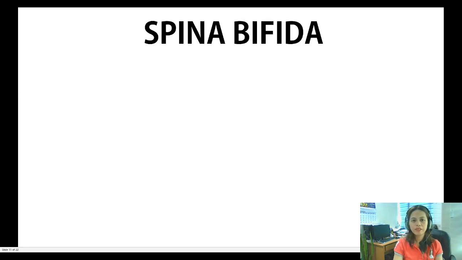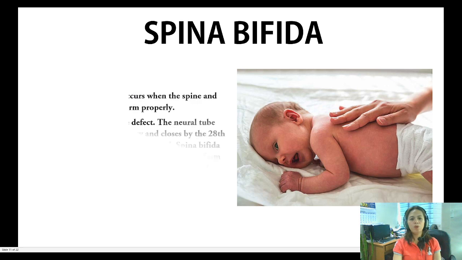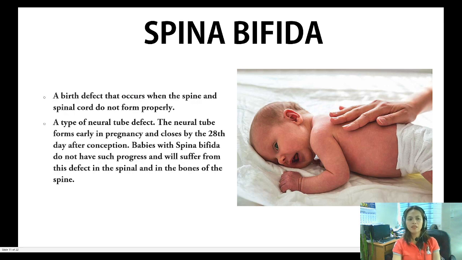We also have here spina bifida. Spina bifida is a birth defect that occurs when the spine and spinal cord do not form properly. It is a type of neural tube defect. The neural tube forms early in the pregnancy and closes by the 28th day after conception. Babies with spina bifida will suffer from this defect in the spinal cord and in the bones of the spine.